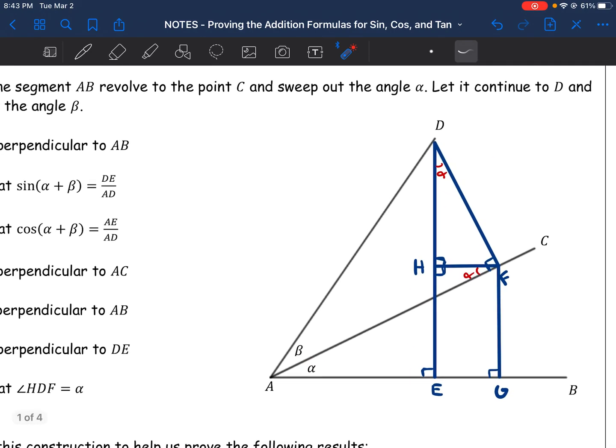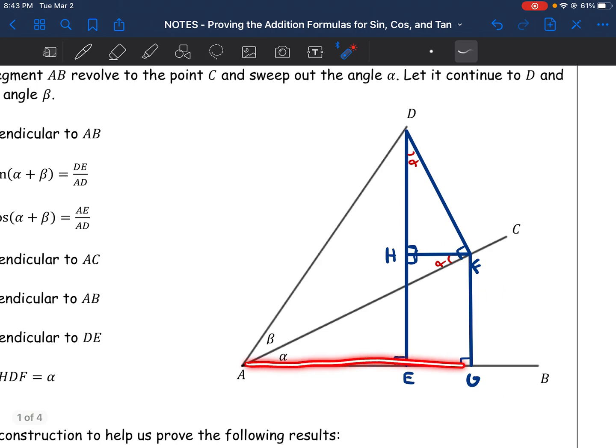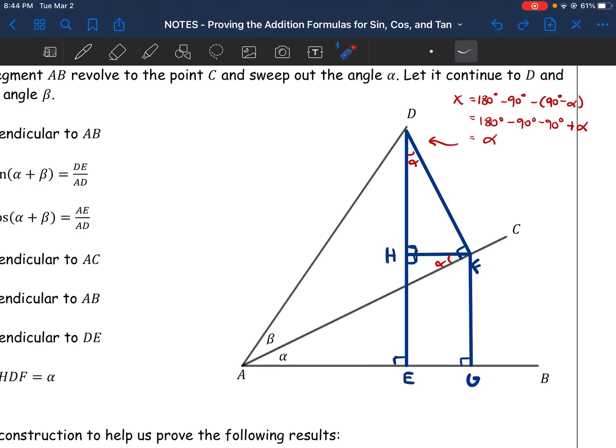Now, how can we actually get this? Well, notice that AB is parallel to HF. And since those two lines are parallel, this line segment AC cuts the parallel lines. So by alternate interior angles, this angle alpha is equal to this angle. So this is angle alpha as well. Now check this out. Let's say that we call this angle X or something, some unknown angle. Well, notice that if this is alpha, then this chunk right here has to be 90 degrees minus alpha, because we have this 90-degree angle right here. So this is 90 degrees minus alpha.